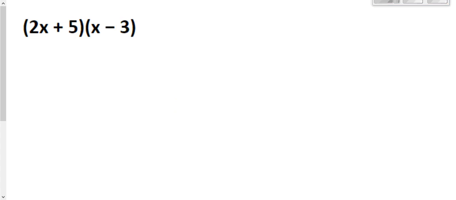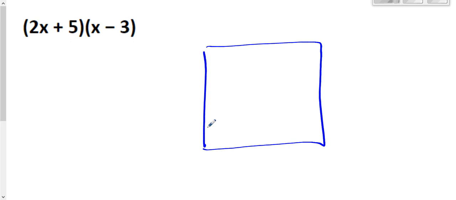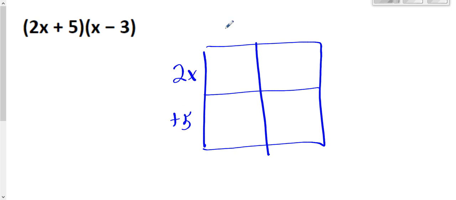Okay, going to our last problem. We're supposed to take our binomials and multiply using the area model. So since they're both binomials, I have rows and columns of 2. I can write them either way. So I have 2x plus 5 times x minus 3.